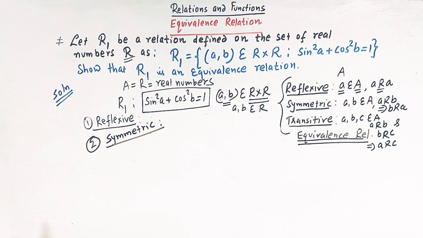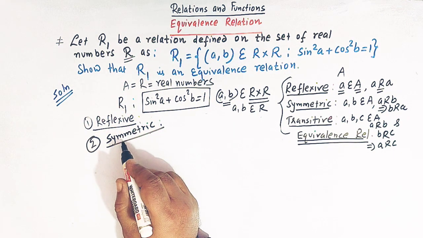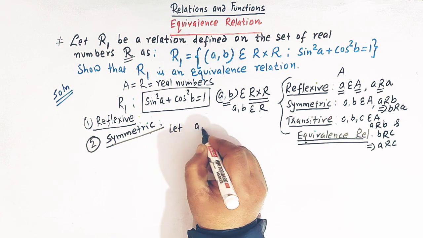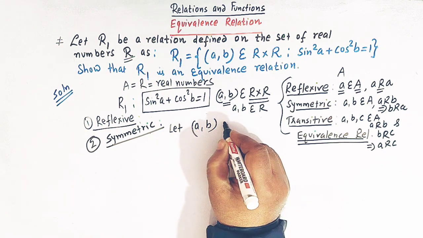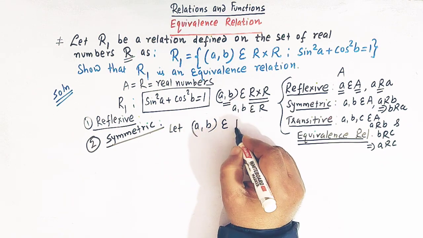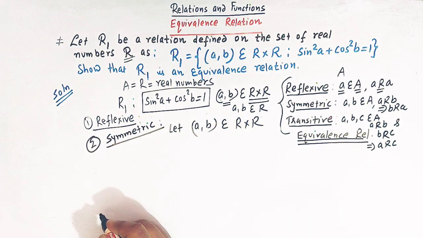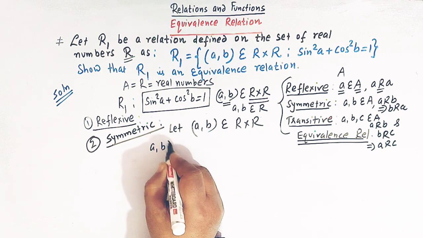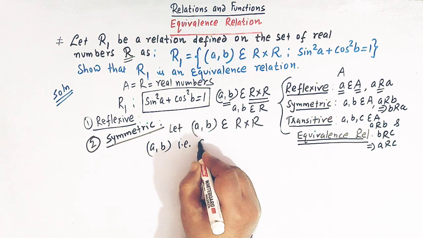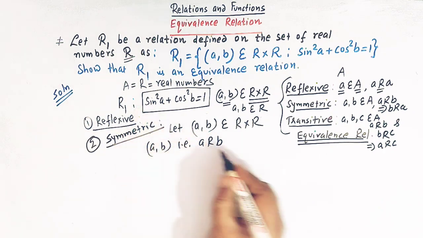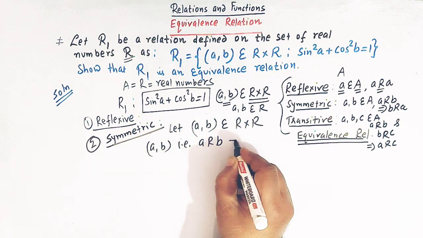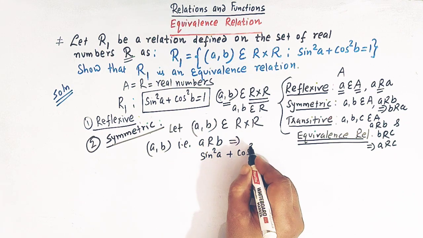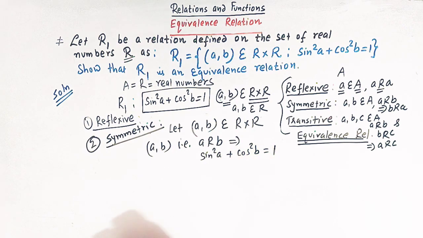Now let us see whether this relation R1 is symmetric or not, right? So let us again consider the ordered pair (A, B) belonging to R cross R, right? Now see, when we have (A, B), that is A is related to B, then we have this relation, that is sine square A plus cos square B is equal to 1, right?